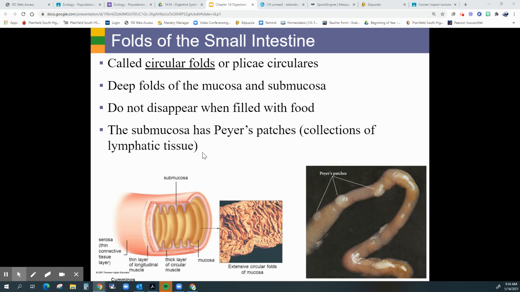There is also some lymphatic tissue in here called the Peyer's patches. Those are specific areas that help us absorb some of the nutrients and food that are coming through the small intestine.